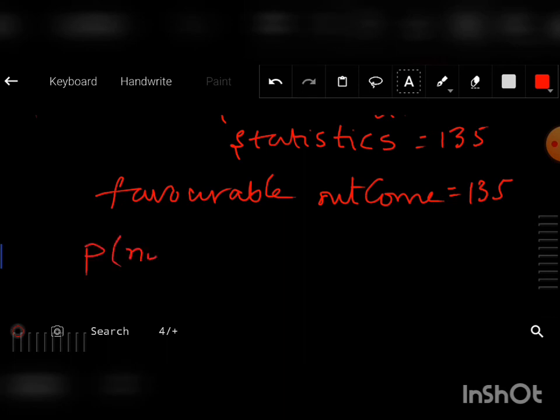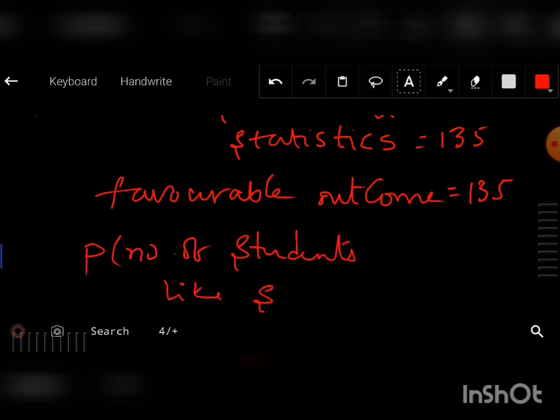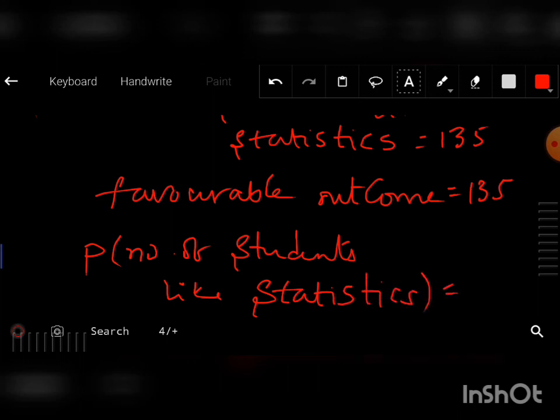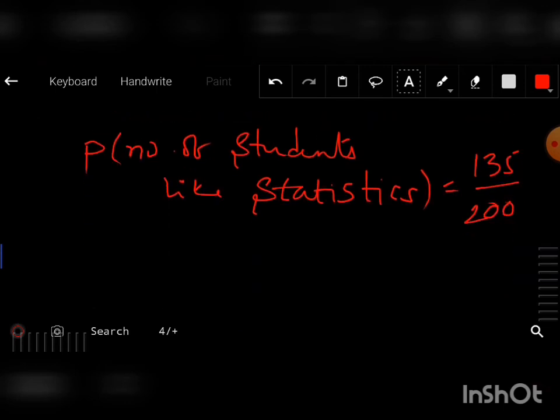Probability of the number of students who like statistics equals favorable outcome by total outcome, that is 135 by 200, equal to 27 by 40.